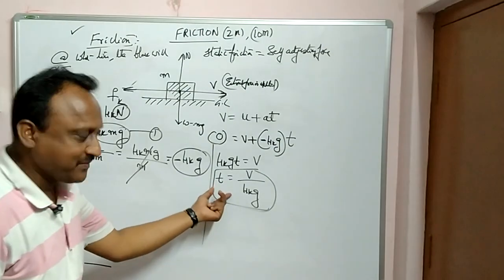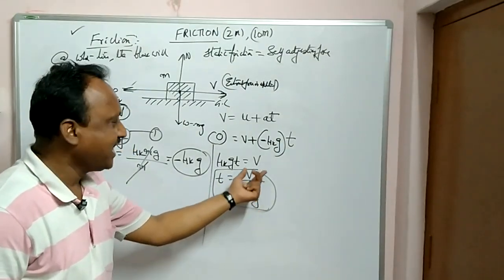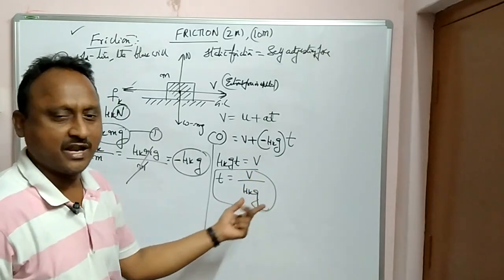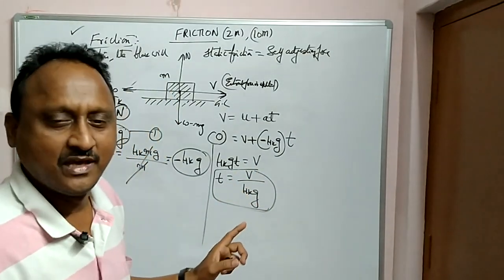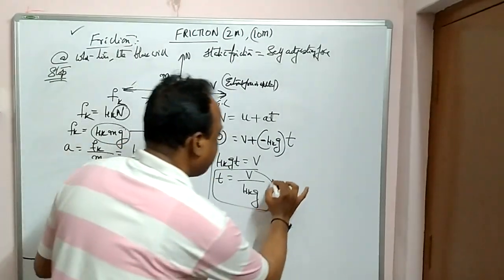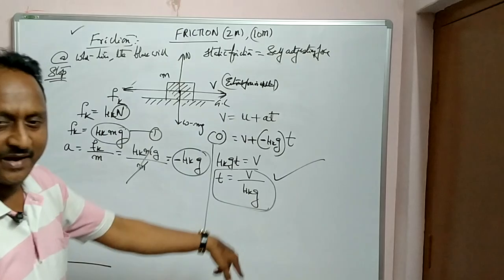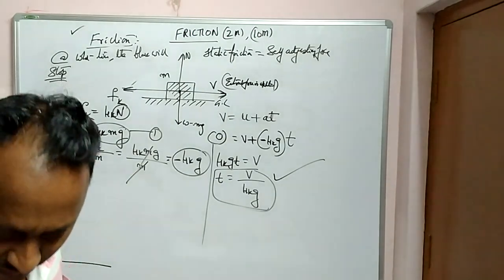Okay, so at what time will it stop? V by mu k g, or V by mu g. In some books, instead of mu k they give just mu, the coefficient of friction. Either is the same; coefficient of kinetic friction or coefficient of friction, both are the same. So at this time the body will stop. Please note down, very very important.